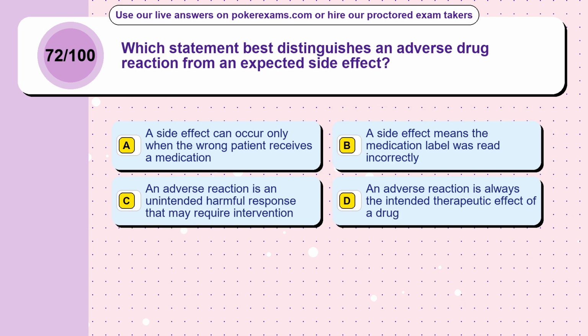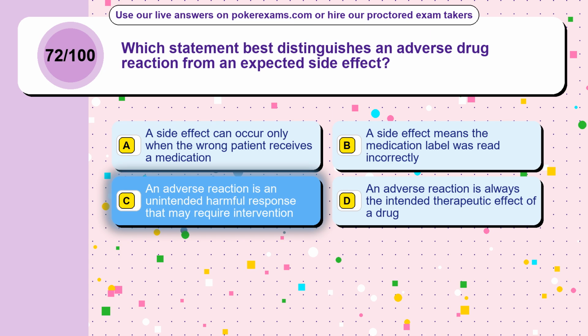Question 72. Which statement best distinguishes an adverse drug reaction from an expected side effect? Option A, a side effect can occur only when the wrong patient receives a medication. Option B, a side effect means the medication label was read incorrectly. Option C, an adverse reaction is an unintended harmful response that may require intervention. Option D, an adverse reaction is always the intended therapeutic effect of a drug.